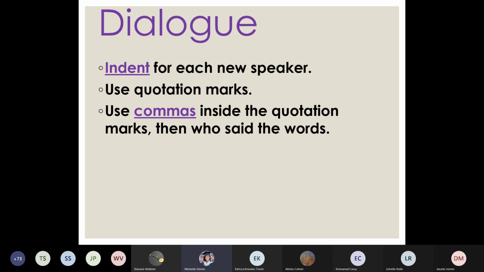Okay, I think we are about to wrap up soon, but we want to talk about an important part of your narrative, which is the dialogue. And what is dialogue? Anybody can refresh our minds. What is dialogue?